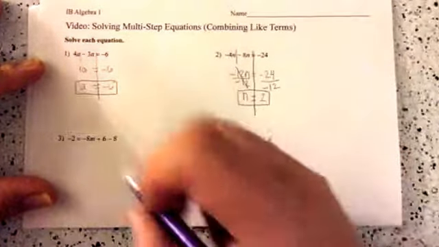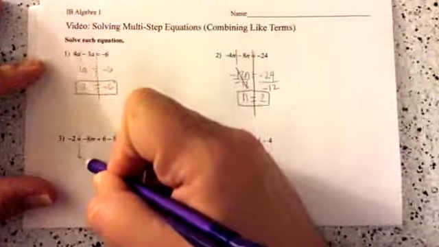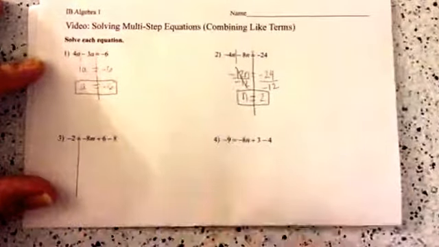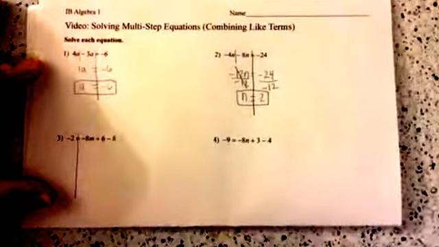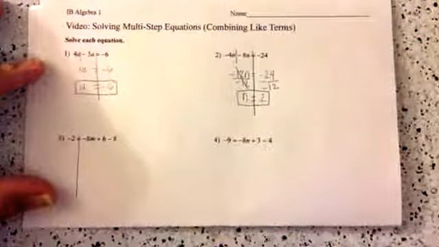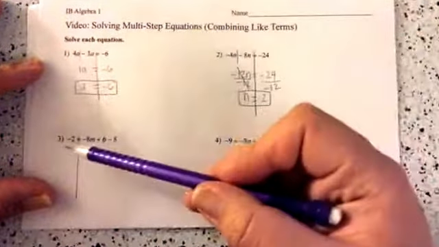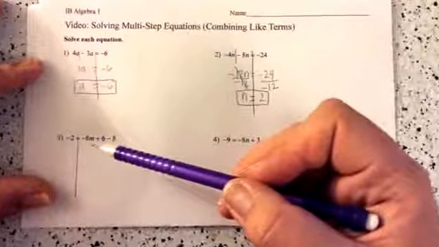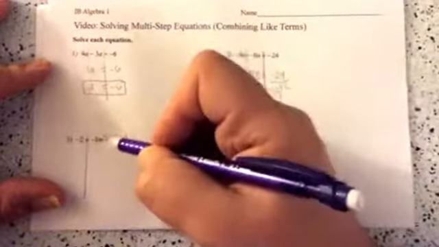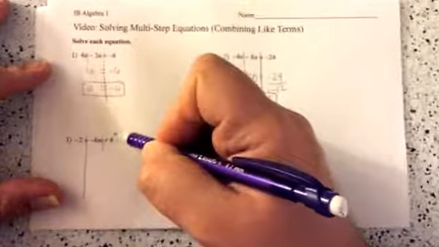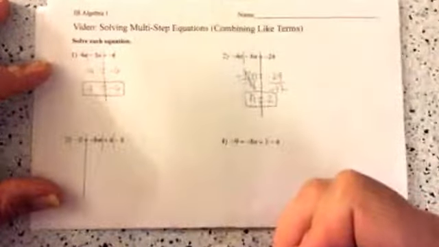Moving on to number 3. When I draw my line down my equal sign in number 3, you'll notice that most of the terms are on the right side of the equation this time, which is different than the last two examples that we did. So I've got negative 2 equals negative 8m plus 6 minus 8. I'm going to divide these terms by putting the vertical line in front of the plus and the minus.